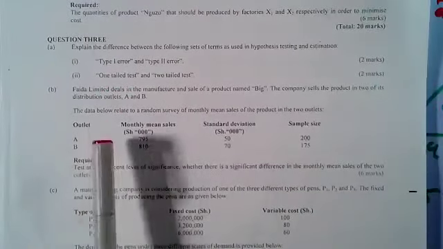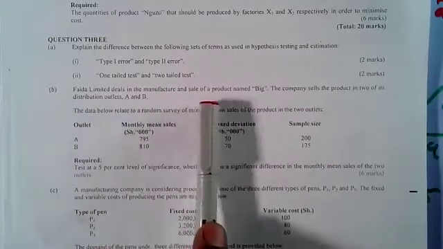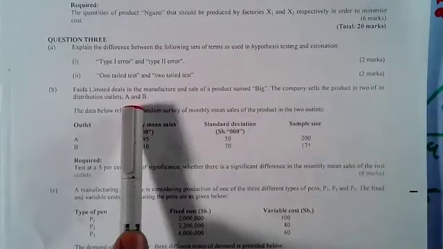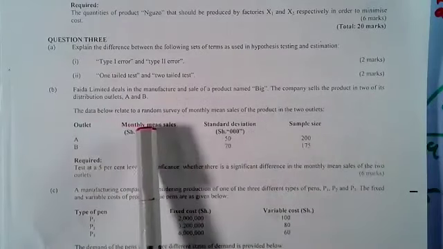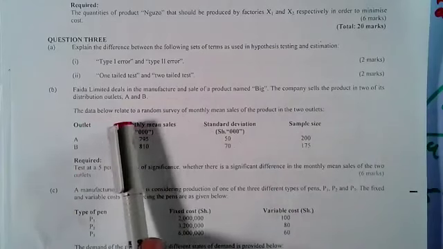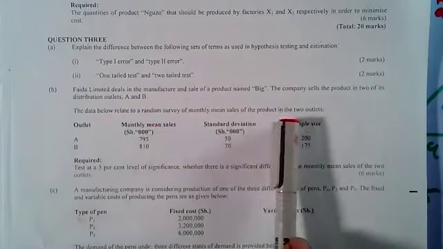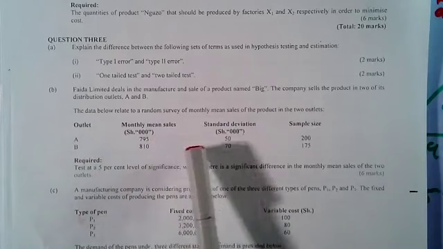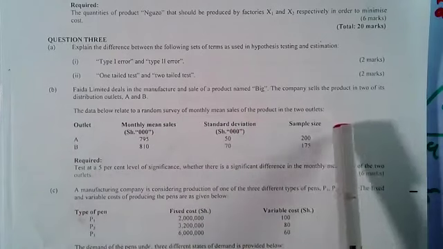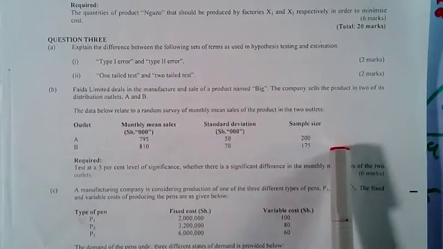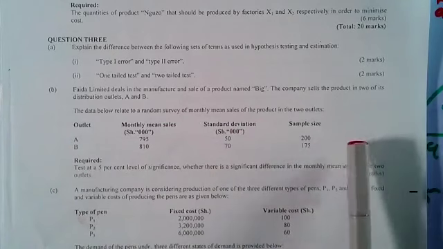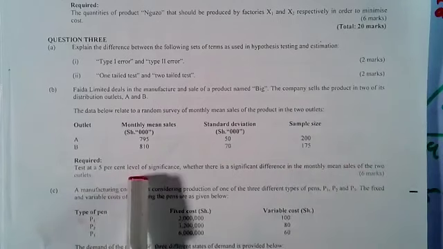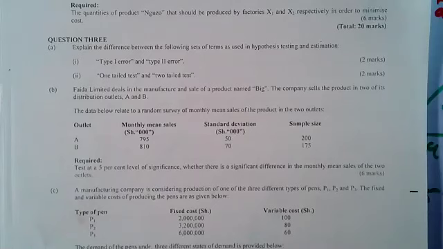Then part 2, Faida Limited is in the manufacture and sales of a product named Big. The company sells the product into 2 of its distribution outlets, A and B. The data below relate to a random survey of monthly mean sales of the product of the 2 outlets. So outlet A na B, monthly mean sales, hiyo ni X bar, standard deviation na sample size. You see the sample size will determine whether to use the T or Z. So in this case, since they are more than 30, utatumia bado Z. So in the same way as the one we have done. Test at a 5% level of significance. Hiyo utafanya.